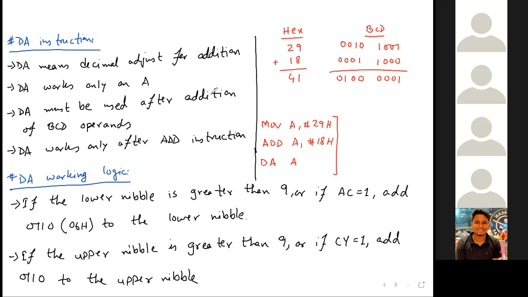DA must be used after addition of BCD operands. We can see both the operands are BCD. So we can use DA now. And DA works only after the add instruction. So right after the add instruction, we have used DA. So everything is okay. Now this is the working logic, and I have broken down the problem over here. Now tell me which logic will you apply and what will you do over here? Tell me.